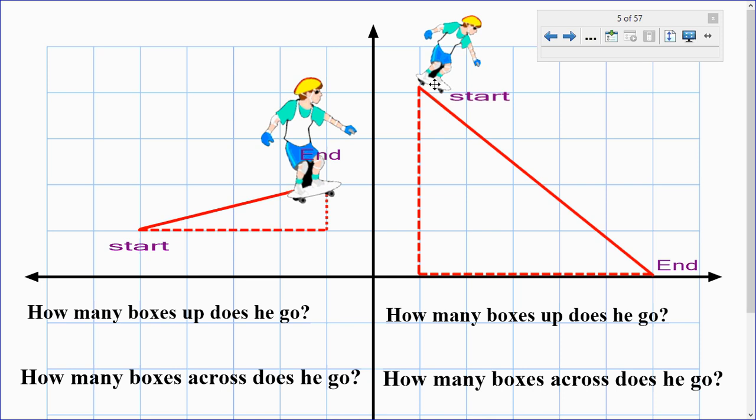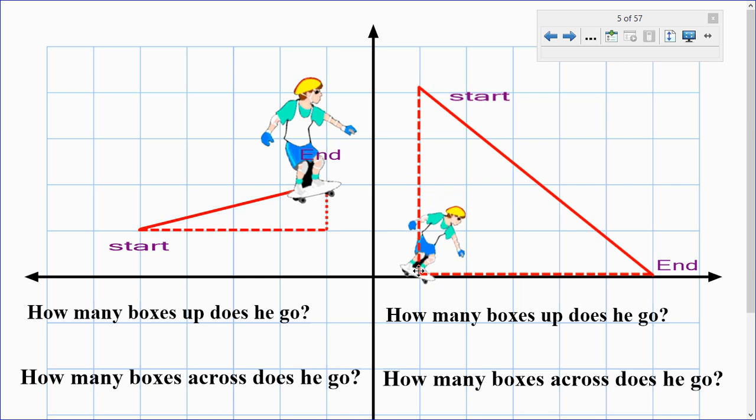Here we have a skater. He's going down this time, starting from here down the ramp, and going to end up here. So how many boxes does he go up? But he doesn't go up, he's going down this time. So 1, 2, 3, 4.